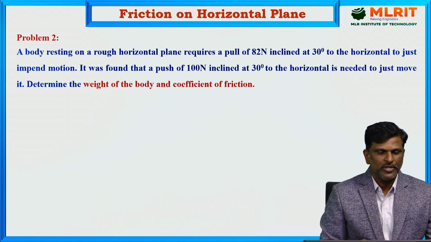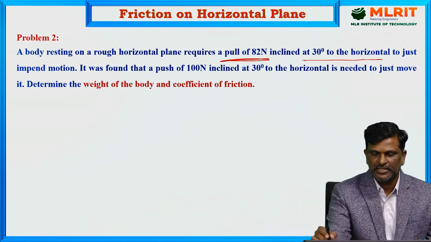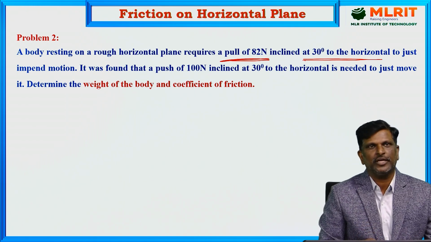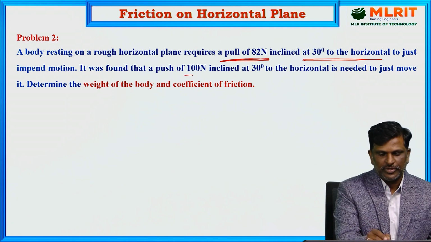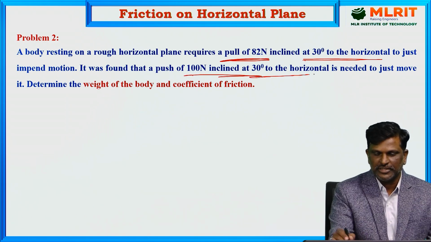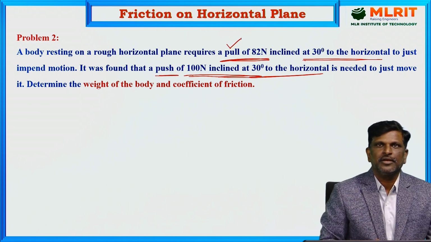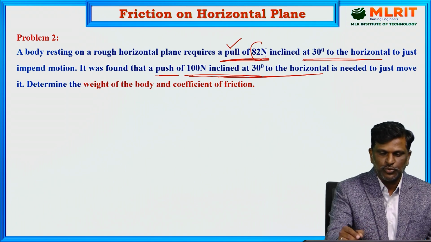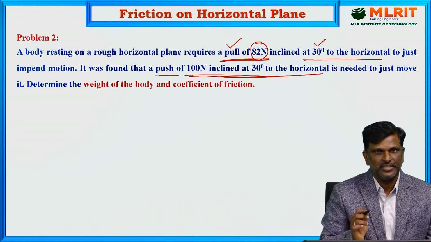In this problem, two different cases are given. One is a pull of 82 newtons at 30 degrees to the horizontal, required to just move the body or to impede the motion, and another case is a 100 Newton force inclined at 30 degrees to the horizontal. It is a push. In the first case, it is a pull. For the same body and the same contact surfaces, a pull of 82 newtons is required at 30 degrees to the horizontal to just move the body.